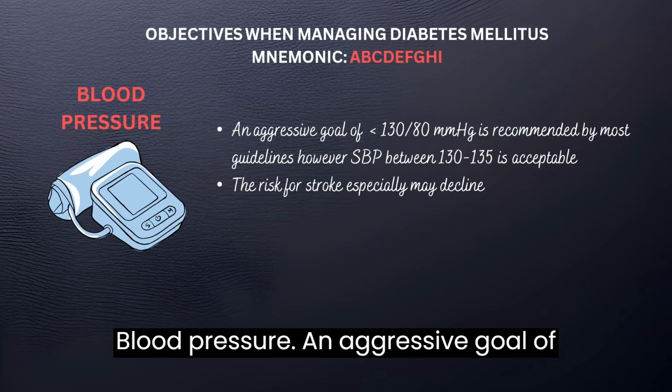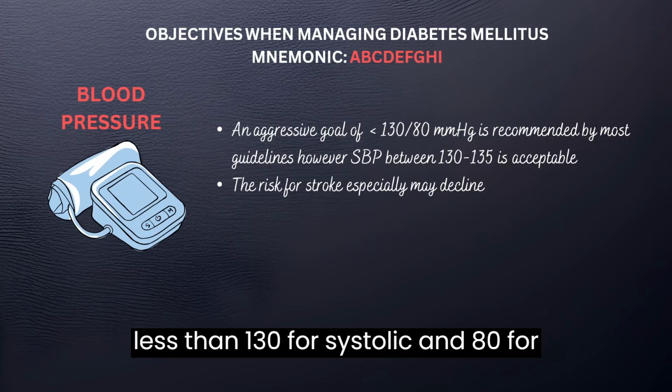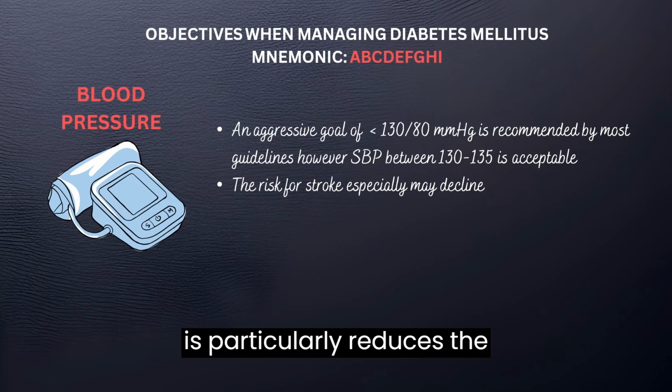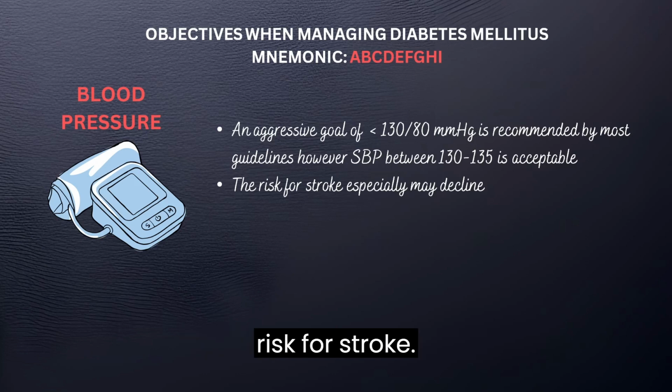Blood pressure. An aggressive goal of less than 130 systolic and 80 diastolic millimeters of mercury is recommended by most guidelines. However, a systolic blood pressure between 130 and 135 is acceptable. This particularly reduces the risk for stroke.